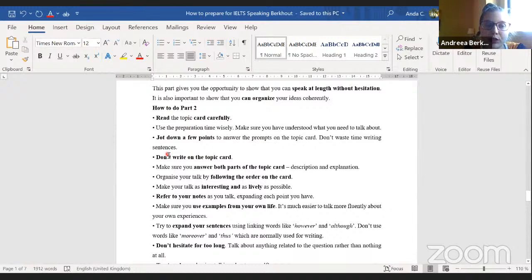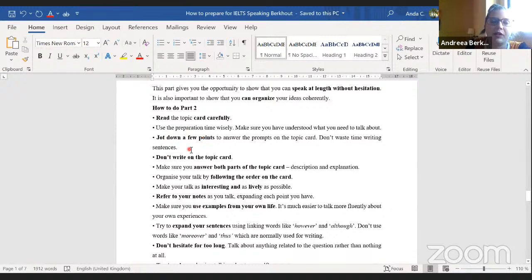How to do part 2? Okay, read the topic card carefully. Don't just be superficial about it because you saw "describe a book you like" and think, oh, I understood. No, read everything because it might actually help you to read those cues. And also to not make any mistake, because I've had students I gave the cue card and they spoke about something else. For example, they were supposed to speak about a trip they would like to make in the future. They spoke about a trip in the past. So pay attention to these details.